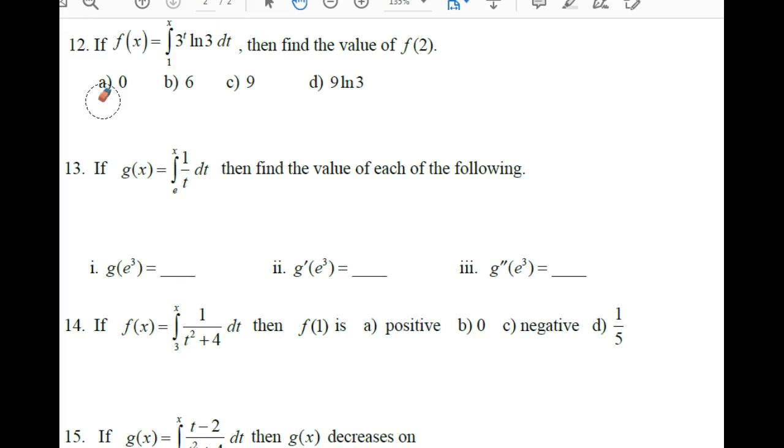What number are we on? It's 12, actually B. So f of 2 equals the integral from 1 to 2 of 3^t ln 3. So ln 3 is a constant, so you bring it out in front. The antiderivative of 3^t is our rule I gave you. So do you plug in 2 to the t? I put in 2 to the t eventually.